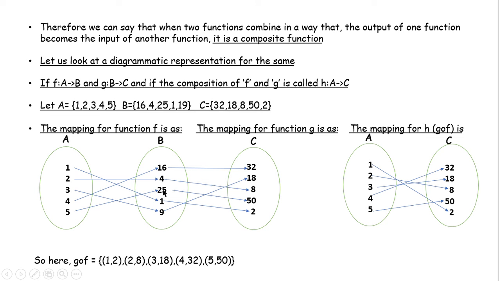Then we go to function g, which goes from set B into set C. In the case of function g, the elements of set B are assigned values respectively like this. 16 is assigned the value 32, that means the image of 16 is 32, or g(16) is 32. 4 is assigned the value 8, so g(4) is 8. 25 is assigned the value 50, so g(25) is 50. 1 is assigned the value 2, so g(1) is 2. Then 9 is assigned the value 18, so g(9) is 18.